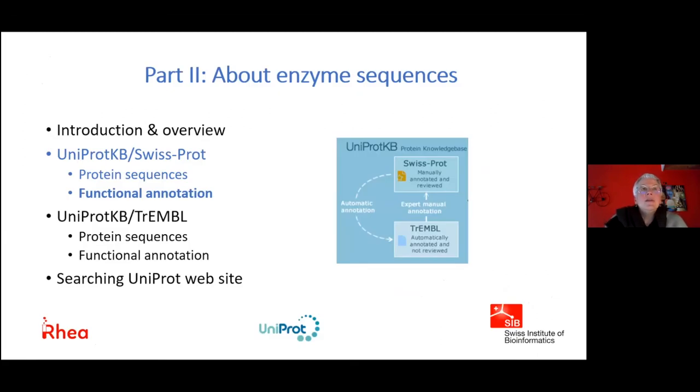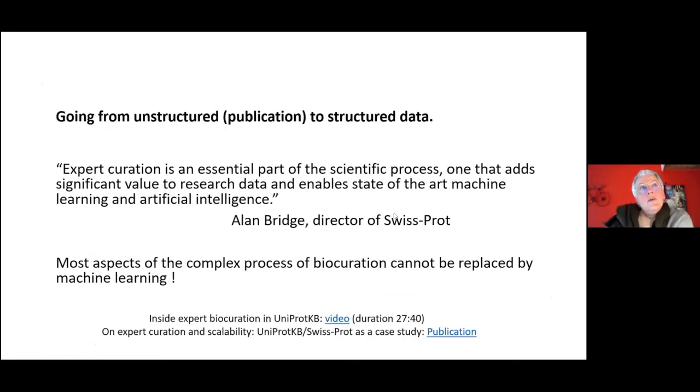So now about the source of annotation. As I already mentioned, we go from publication, we could say unstructured information, to structured data. And this expert curation process is really essential because it allows us to add value to research data and to make the data usable for machine learning and artificial intelligence. But what you have to remember is that most aspects of biocuration are quite complex and cannot be replaced by machine learning.